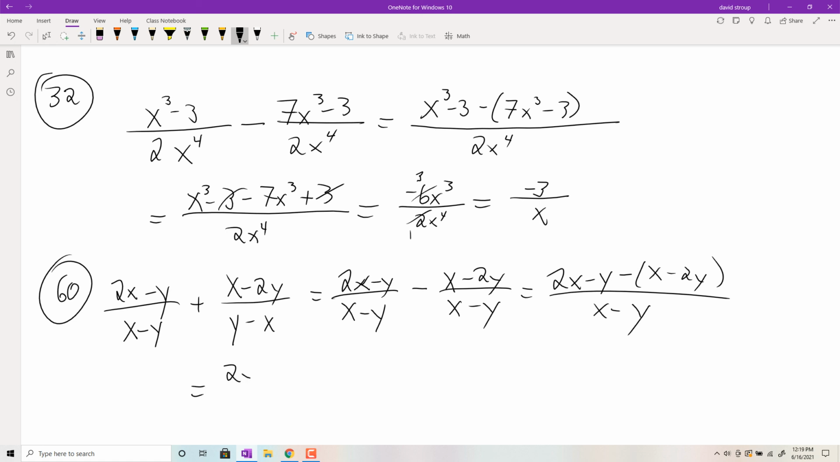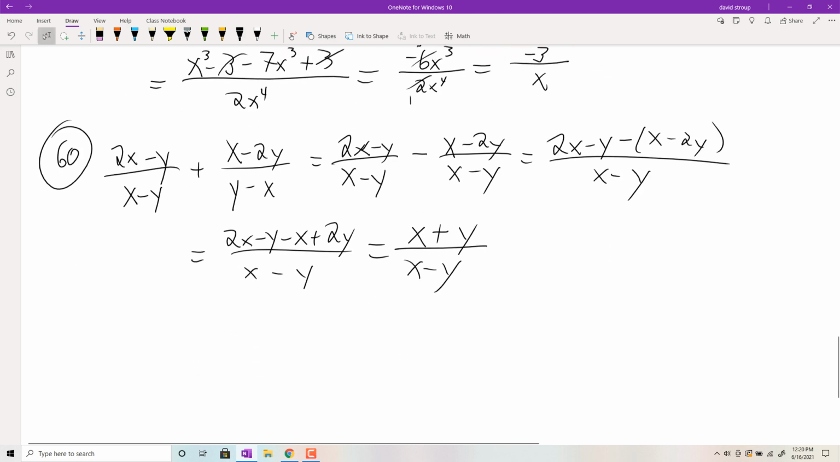Then we get 2x minus y minus x plus 2y all over x minus y. 2x minus x is x. 2y minus y is plus y, all over x minus y. And then you're done. Those are not opposite factors.